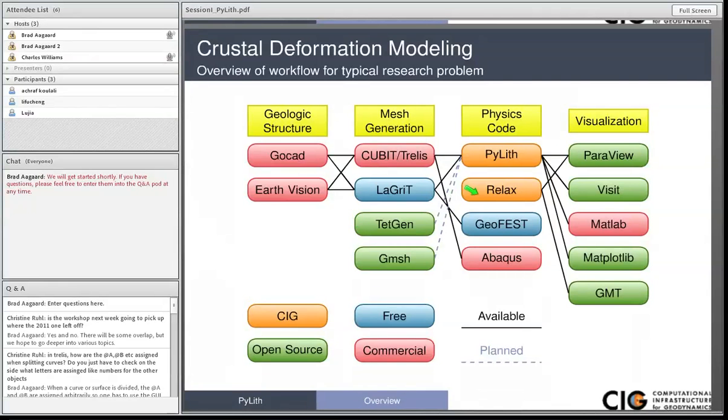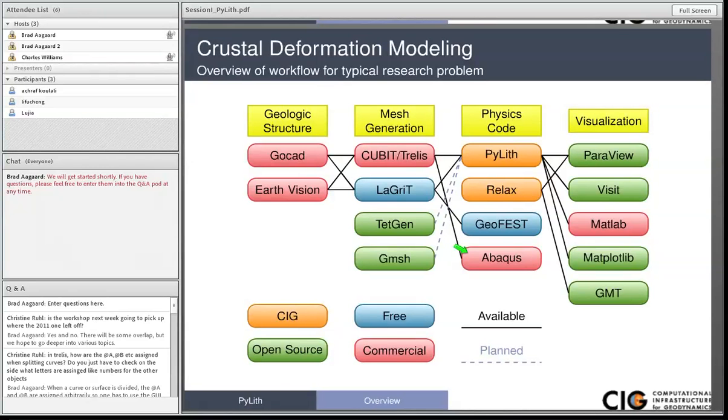There are other alternatives. Relax, as we've mentioned. It's for simpler problems, but it'll compute the deformation much more efficiently because it takes advantage of those simpler physical properties. GeoFest is a code that was developed at JPL within the United States. It is open source. It's not highly developed and doesn't have quite the range of types of problems that Pylith does. Abaqus is a commercial finite element package that some people use.